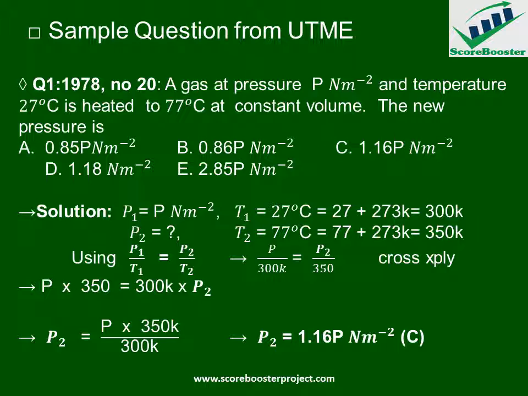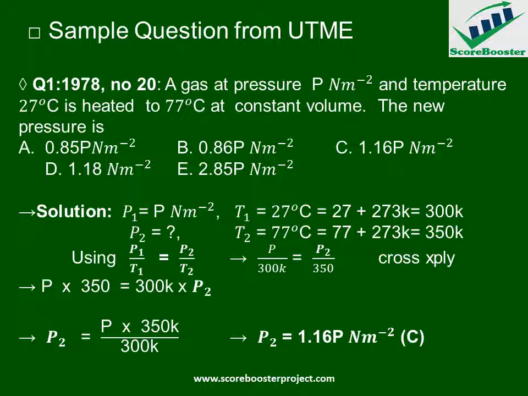Now on to sample questions from UTME. The first question we shall be considering comes from 1978, number 20. And the question goes thus. A gas at pressure P Newton per meter square and temperature 27 degrees Celsius is heated to 77 degrees Celsius at constant volume. The new pressure is dash.